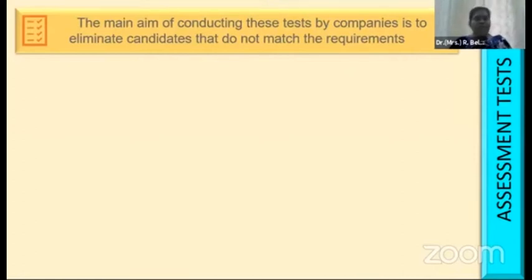So when you have a filter, the assessment test is the filter. All the 250 applicants go inside that. People who have not prepared for the test, people who are not good in academics, people who are not good in aptitude, get filtered out on top, and the best go down to the next process.